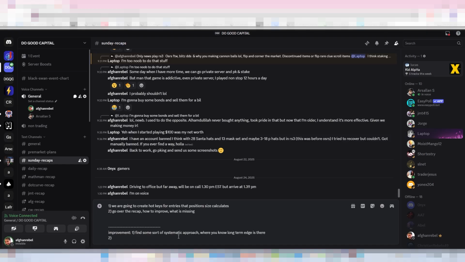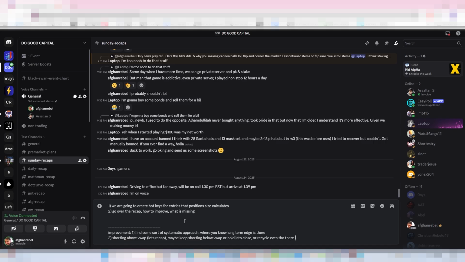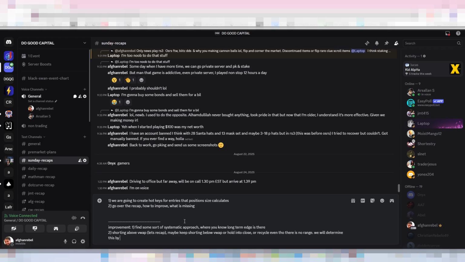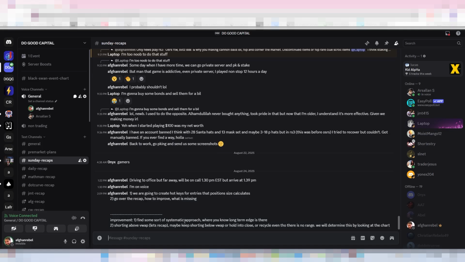Number two, I'm being a hypocrite, but I really want you to stop shorting above VWAP. Like at all? We will take a look at your recap, and we'll see how much of your losses are coming from you shorting above VWAP after 11 or something like that. Okay. Yeah, no, after 11, something like that makes a lot more sense. Shorting above VWAP is good, and then maybe keep shorting below VWAP or close or cycle, even though there is no range. There is no range. We will determine this by looking at the charts. So that's our goal for today.